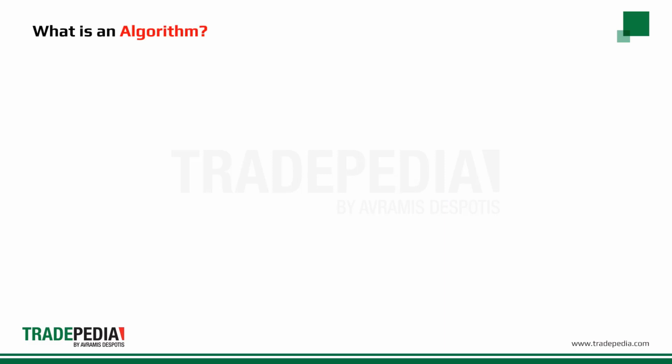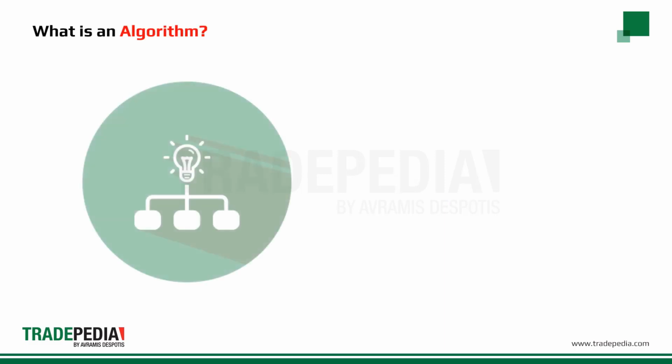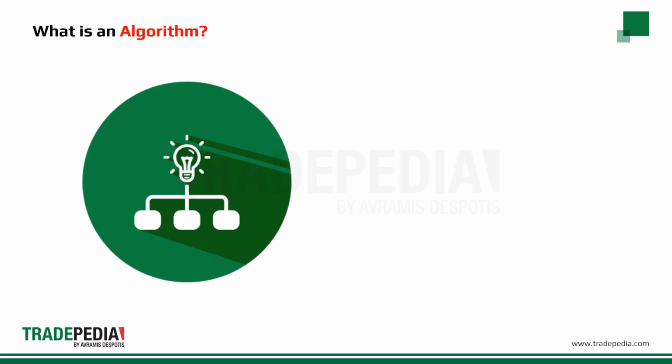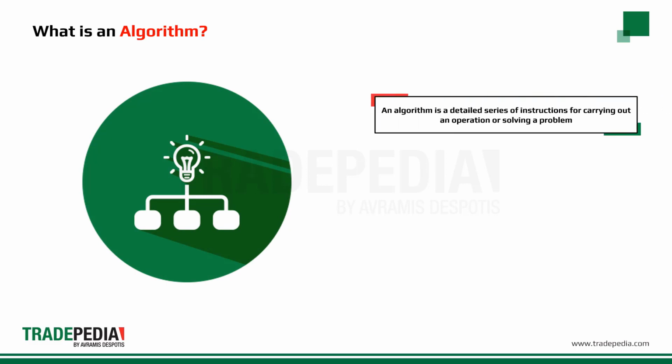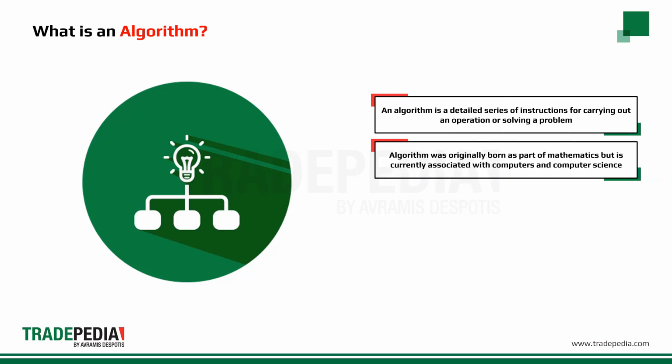What is an algorithm? Let us start by defining what is an algorithm. An algorithm is a detailed series of instructions for carrying out an operation or solving a problem. Algorithm was originally born as part of mathematics, but is currently associated with computers and computer science.